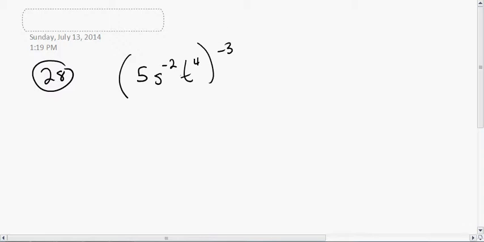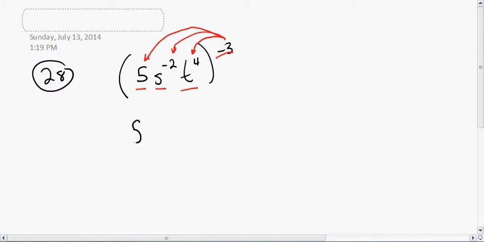Because I've got 3 different bases inside the parentheses, that means this negative 3 is going to apply to all of them. So I'm raising 5 to the negative 3, I'm raising s to the negative 2 to the negative 3, and I'm raising t to the fourth to the negative 3. You probably knew about the s and the t, but you might have missed the 5. That's a very, very common error. So let's think about this.